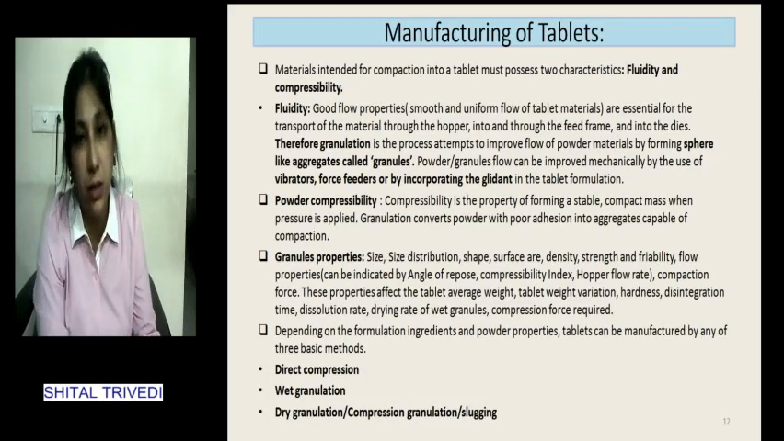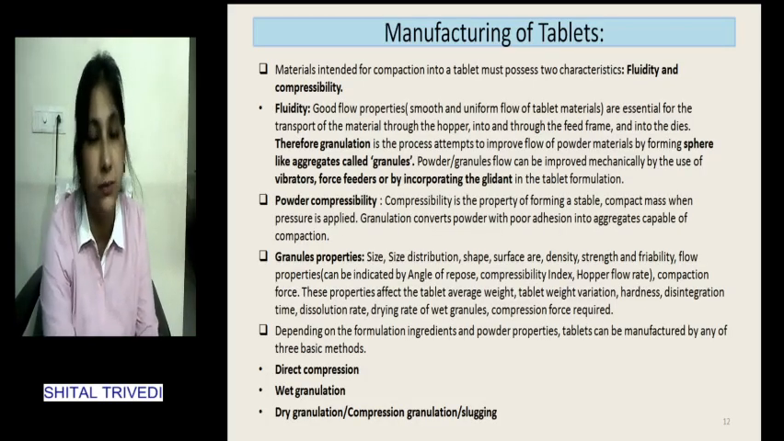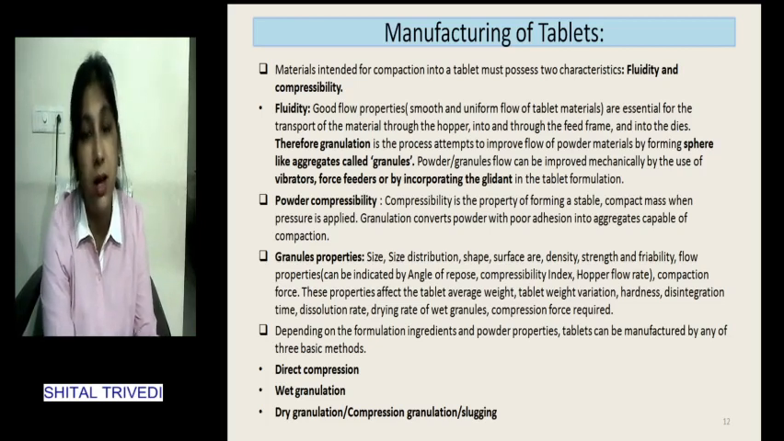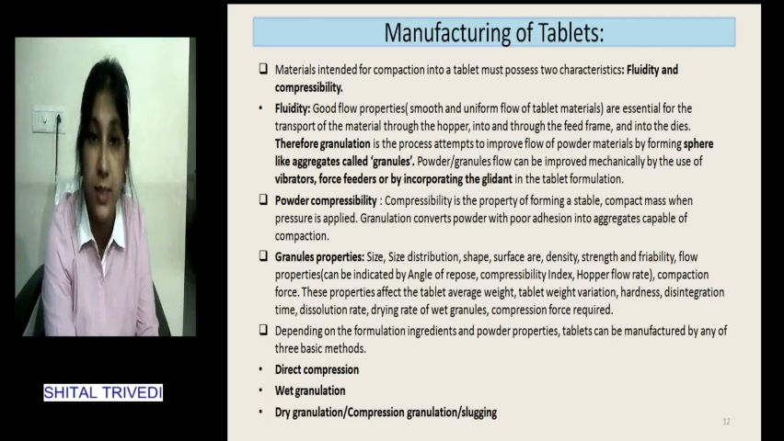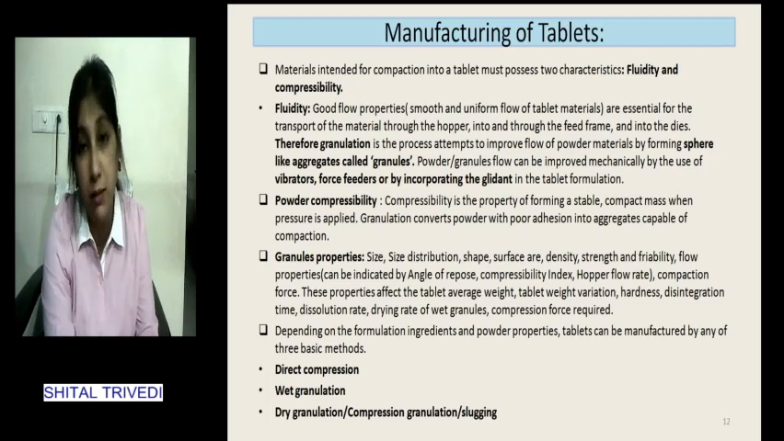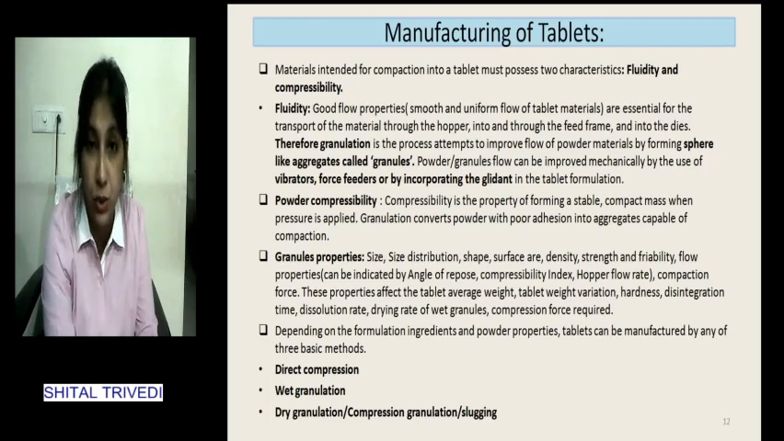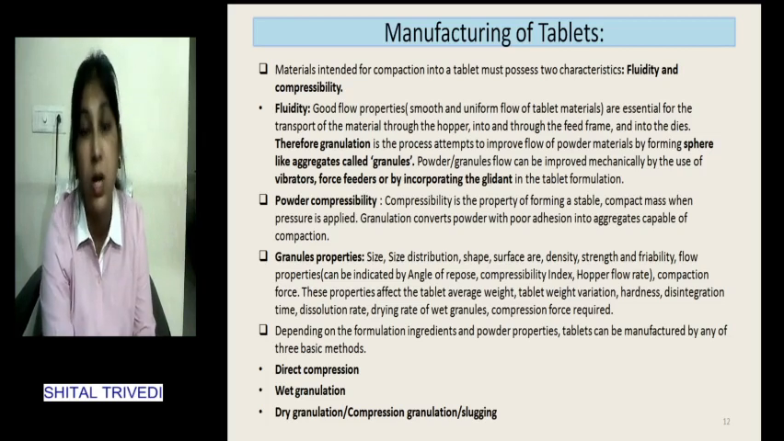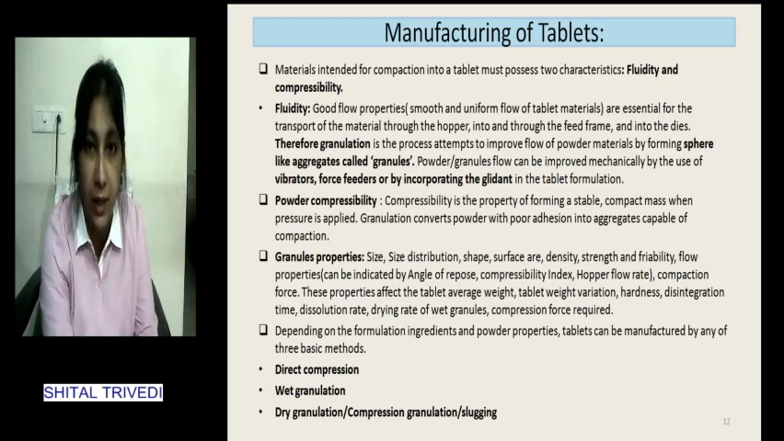There are three manufacturing methods of the tablets: direct compression, wet granulation, and dry granulation, that is also known as compression granules. Which method is to be selected depends on the type of drug, whether it is moisture sensitive or heat sensitive, and most importantly it depends on the properties of the formulation blend. Two important properties for the compression are fluidity and compressibility.